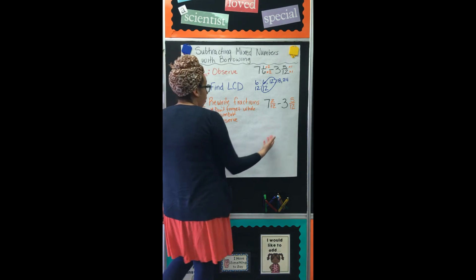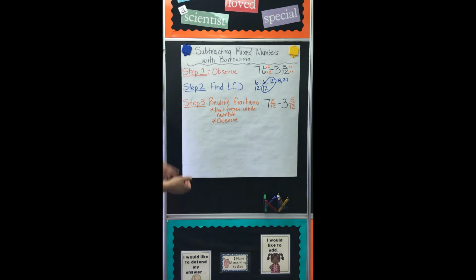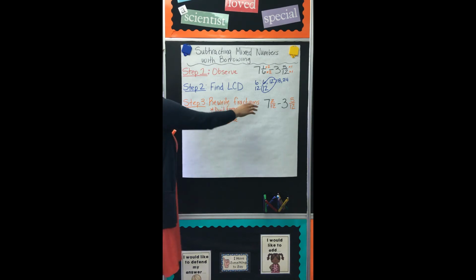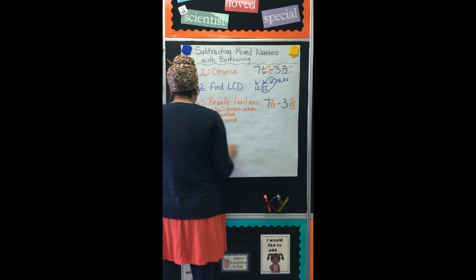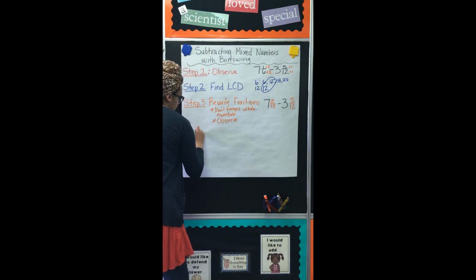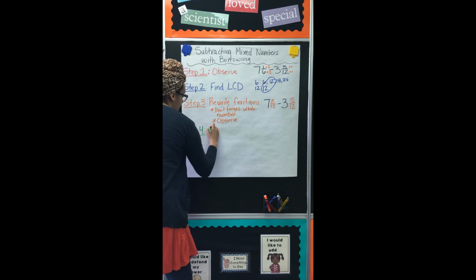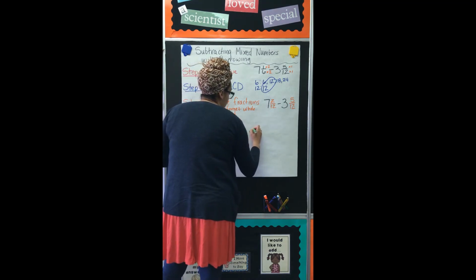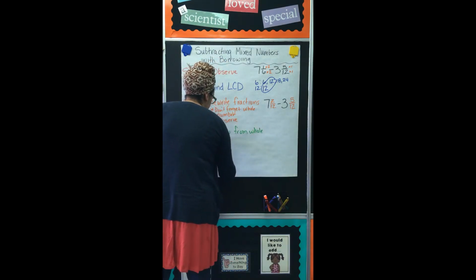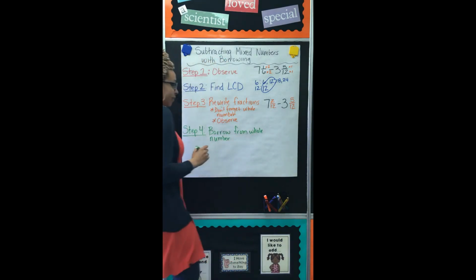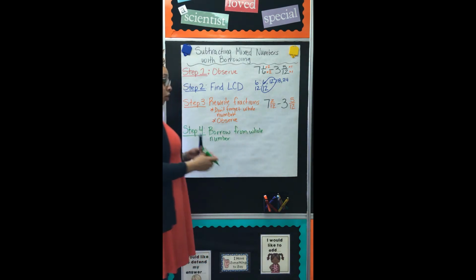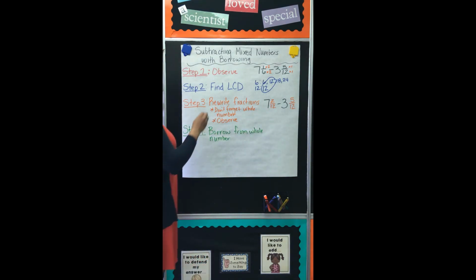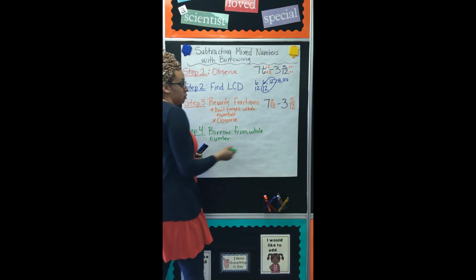No, so what we're going to do is borrow, just like we do when we have whole numbers. We're going to go to our place value in front and we take a group of 10 out. We're going to do the same thing here. So our step number 4 is we are going to borrow from the whole number. So we're going to borrow from our whole number. What our whole number really represents is 7 groups of 12 twelfths.